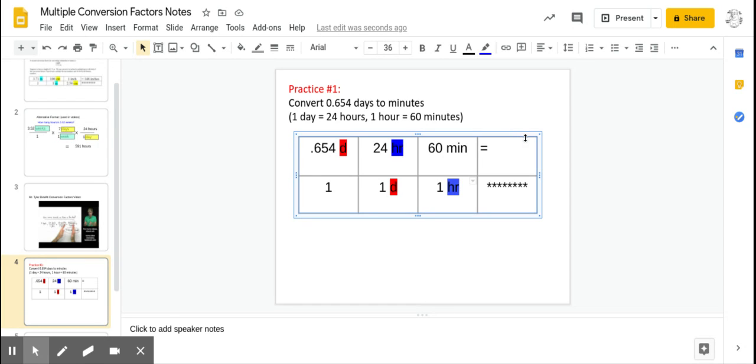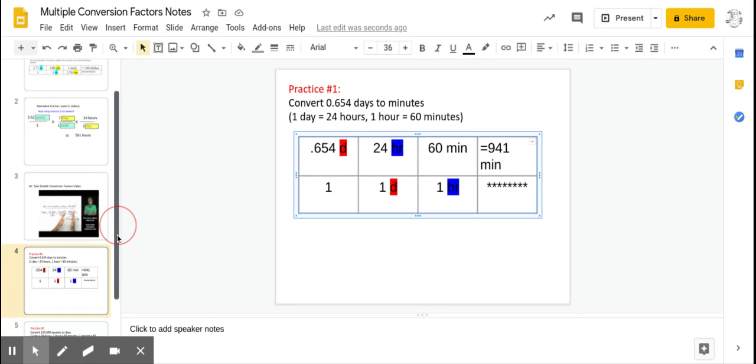So I'm just going to write this number in my calculator. I'm going to round it to look like the measurement given, which has 3 significant figures. So I'm going to round it to 941. And the label is important, minutes. There's the first one. All right.